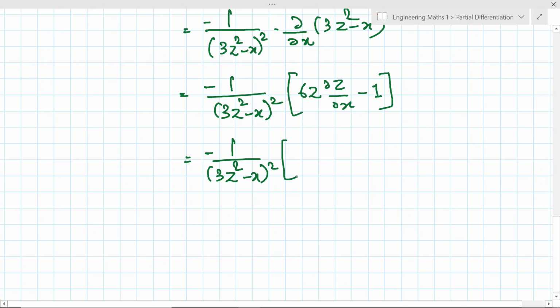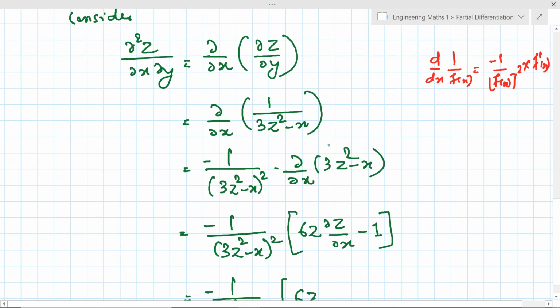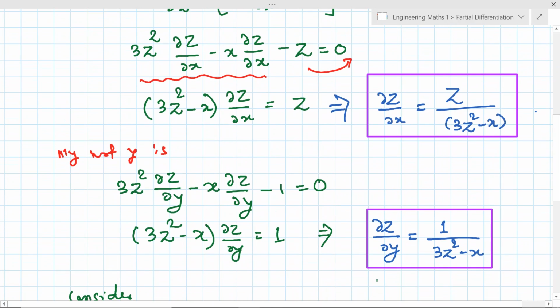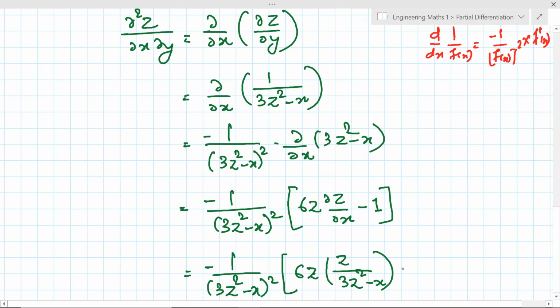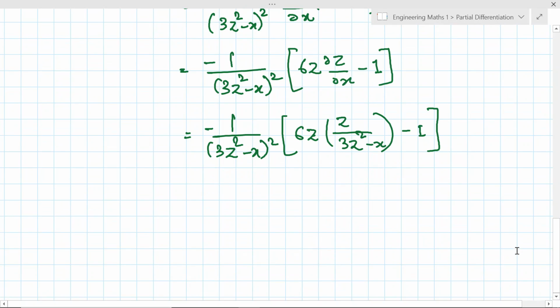Now what is inside the bracket? What do we need to replace? What is the value of ∂z/∂x? It is z upon 3z square minus x. So this is z divided by 3z square minus x, minus 1 is there. Now just simplify the bracket and finalize the answer. So this is equal to minus 1 upon 3z square minus x bracket square.